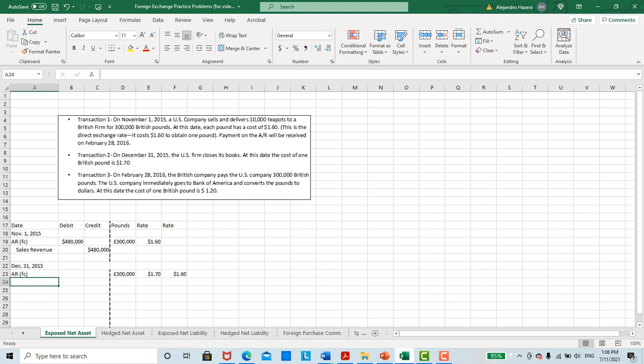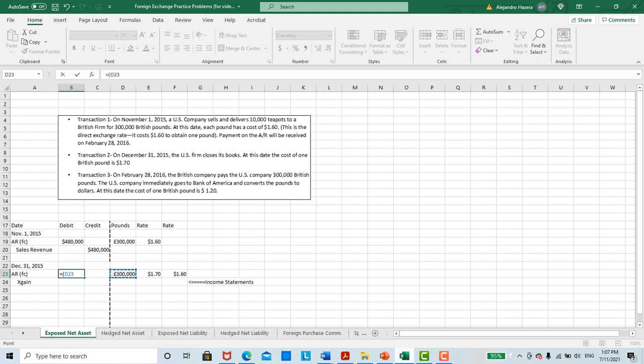Okay, so we're going to have a gain. The value of our receivable goes up, so we're going to debit the receivable, and I'm just going to put exchange gain. Obviously, you'd call it something more formal in real life, but I'm just going to put that for exchange gain. And this goes to the income statement, by the way. So we're going to record a 10 cent per pound gain in the account receivable.